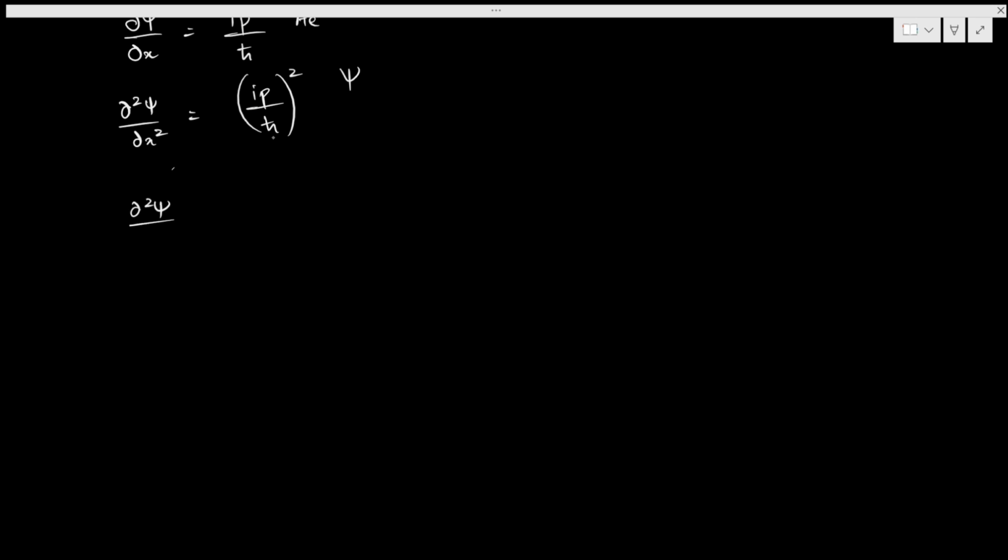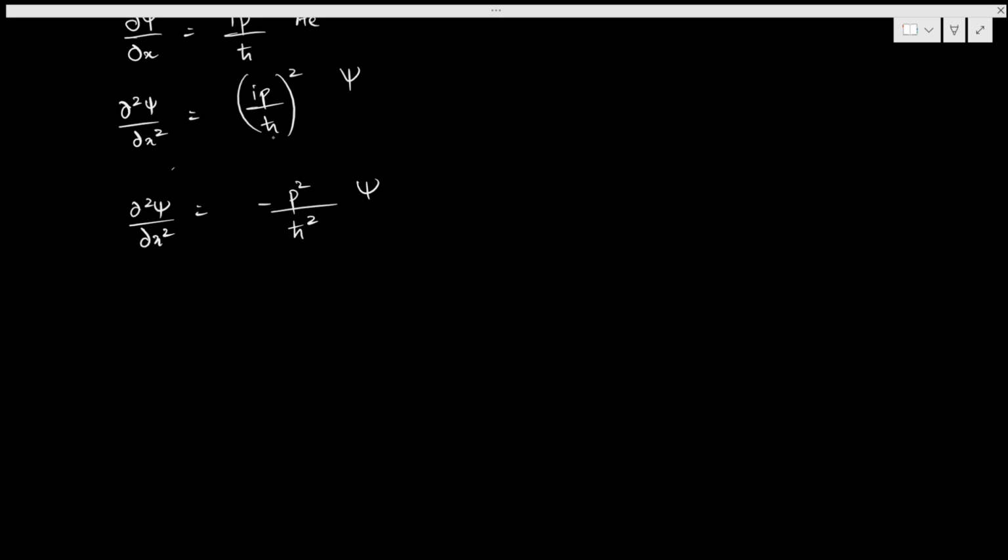So ∂²ψ/∂x², I should say ∂²ψ, but yeah, minus i. Wait, what am I doing? Sorry, my bad. We are writing i² as -1. So minus p² by ħ² into ψ. There we go.